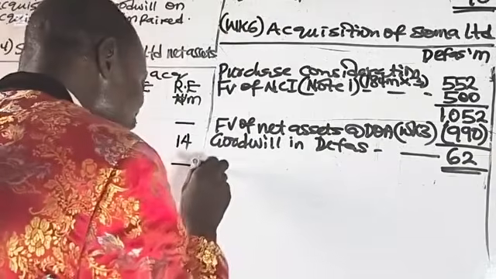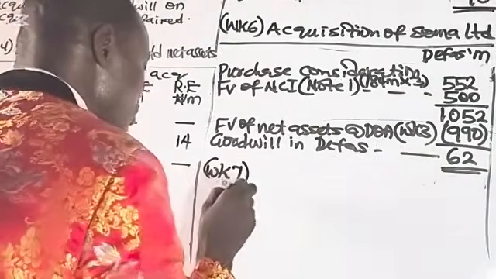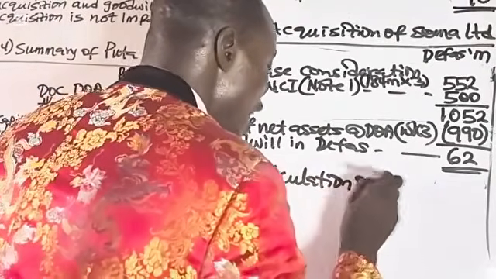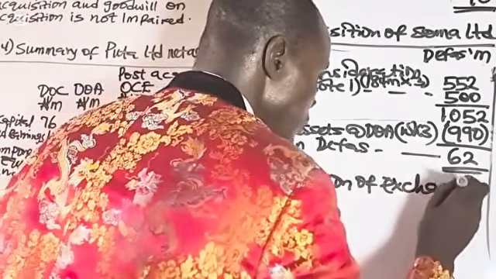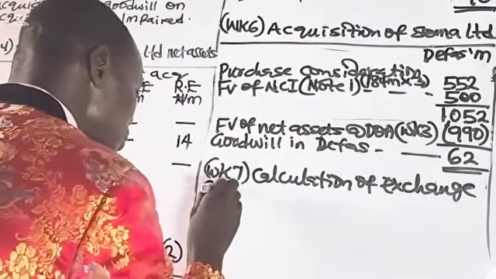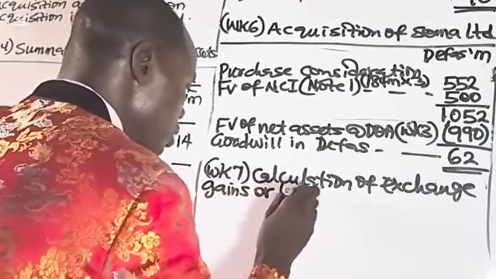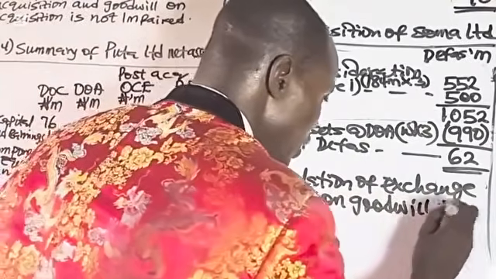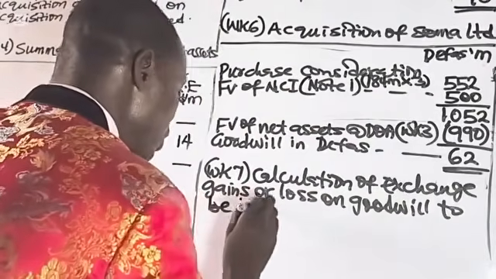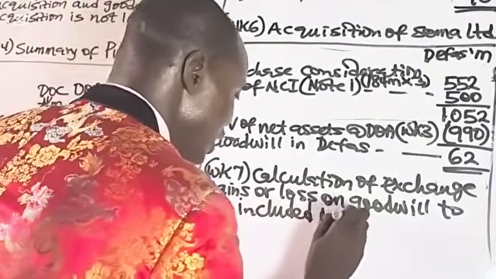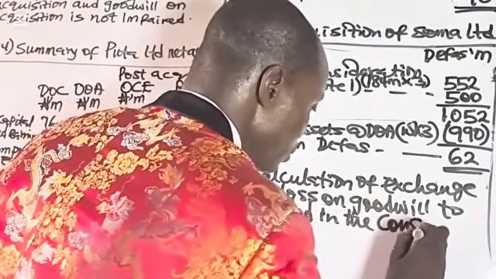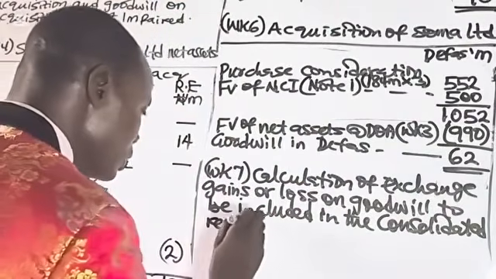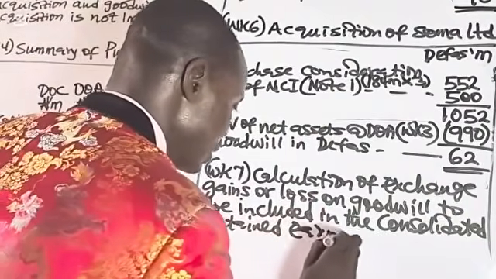Working number 7: calculation of exchange gains or loss on goodwill to be included in the consolidated retained earnings.